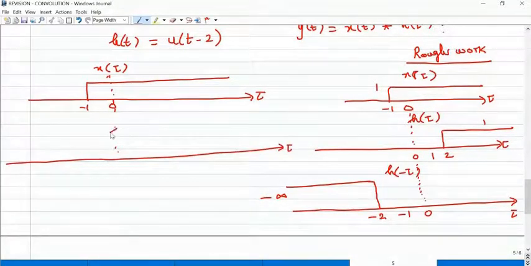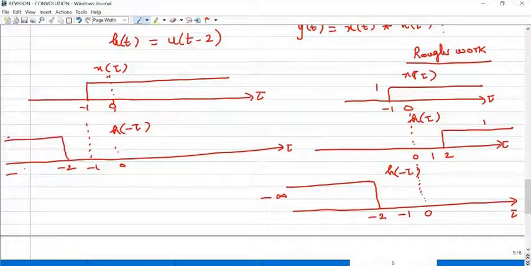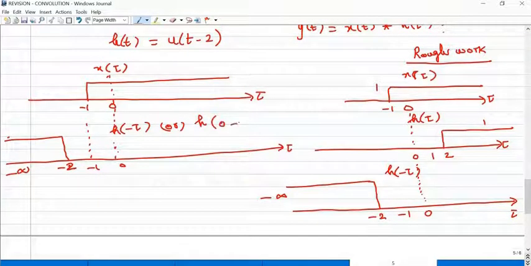Tau versus h of minus tau. Signal available from minus infinite to minus 2. Okay, this is the signal sketch, equivalent to h of t minus tau. When t equal to 0, h of t minus tau becomes h of minus tau. Now multiply your two signals x of tau and h of t minus tau at t equal to 0. Will you get any value?